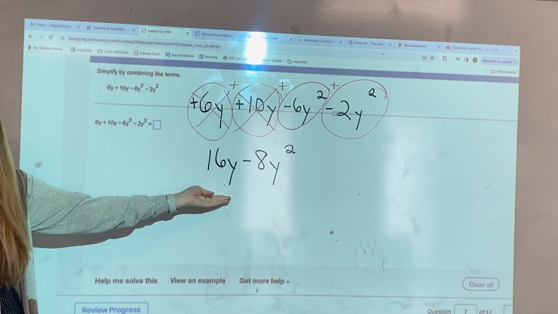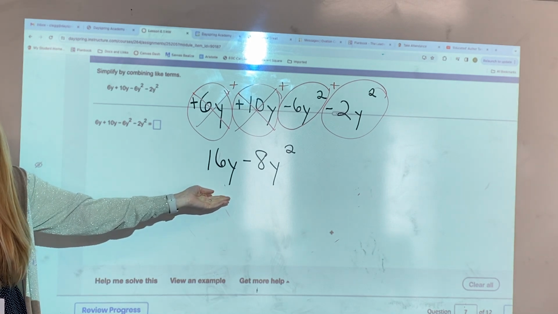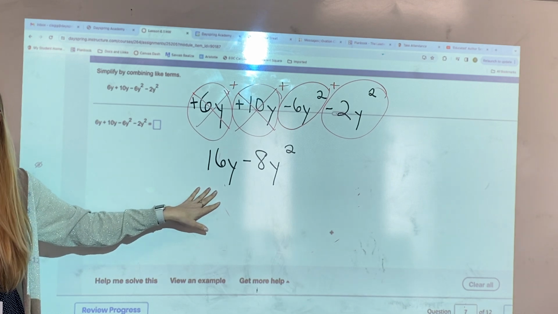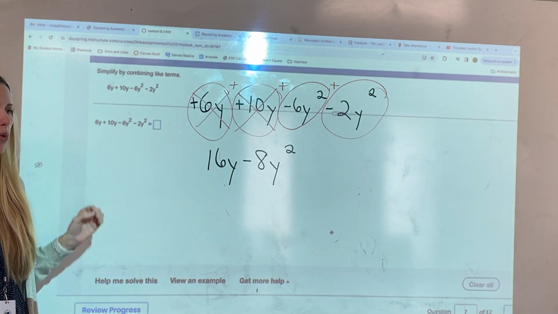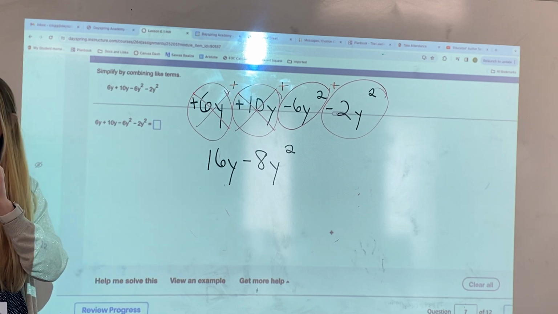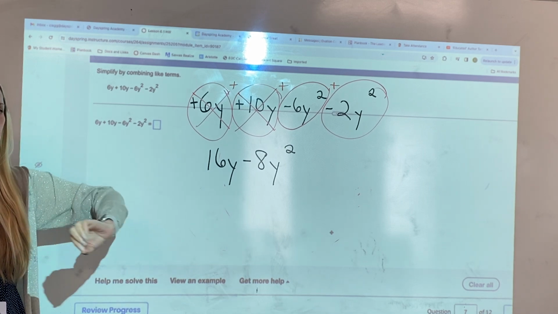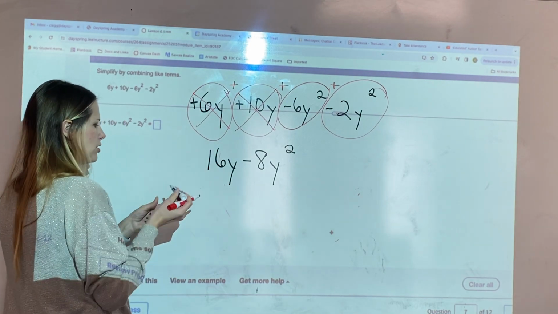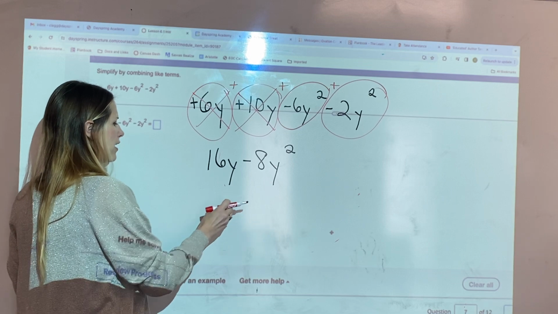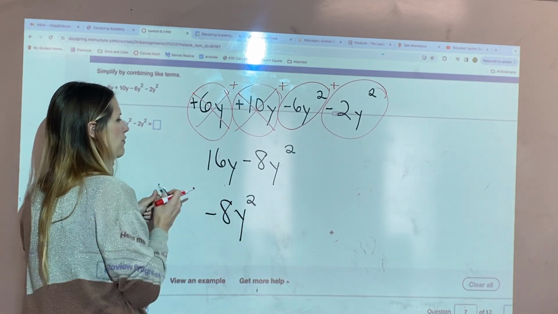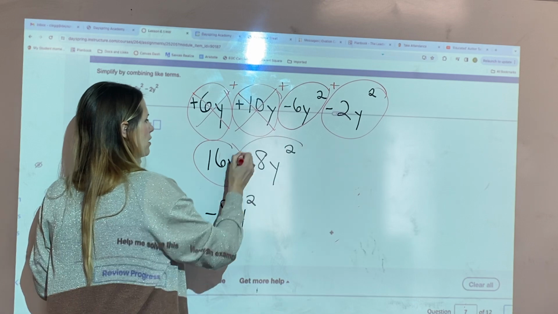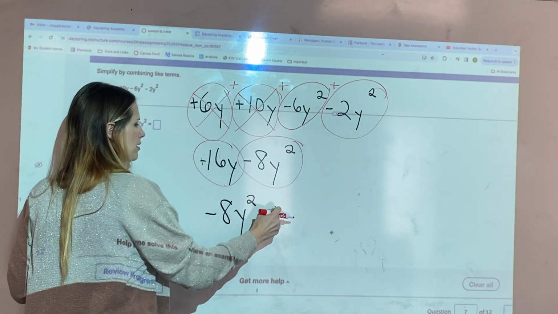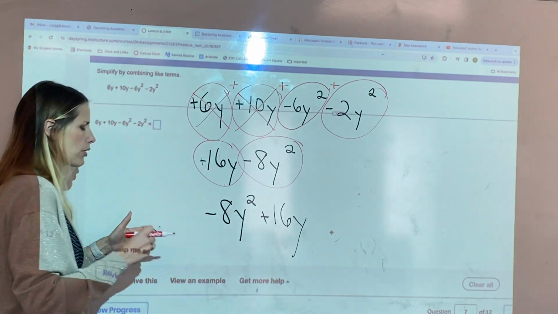So, am I done here? Can I put this as my answer? Nope. There's nothing wrong with the value. Yes, very good. We have to order our terms from greatest exponent term to least exponent term. And so we're basically just going to switch these around. So I'm going to change this to -8y squared. And if you want, you can circle your terms again to know what signs go where. -8y plus 16y is how we're going to write it.